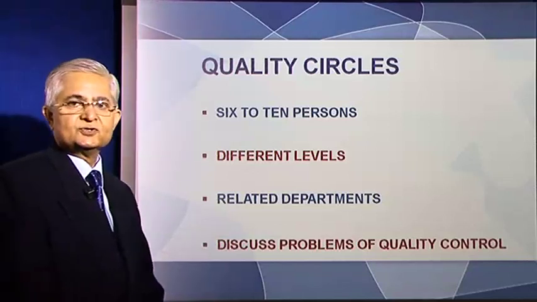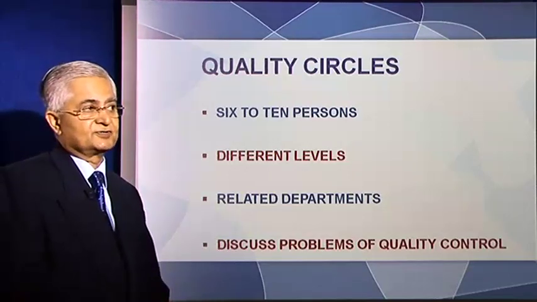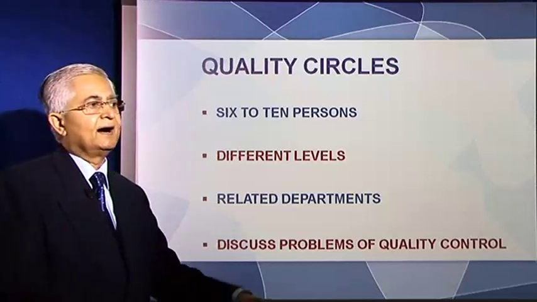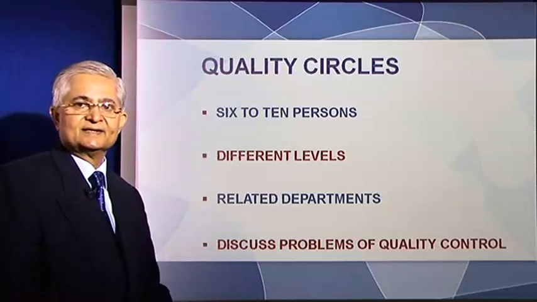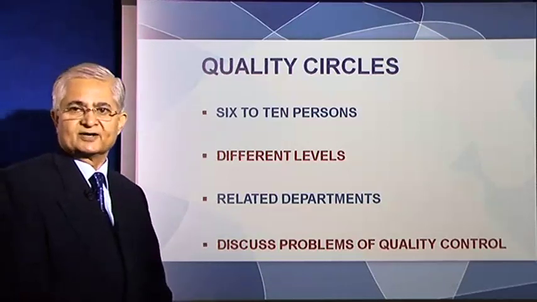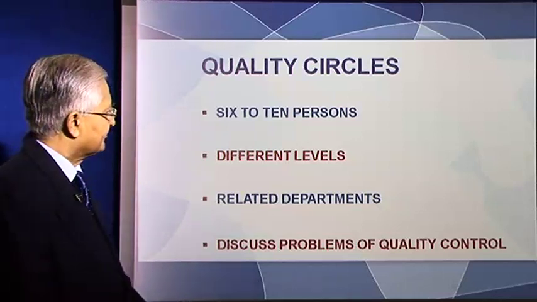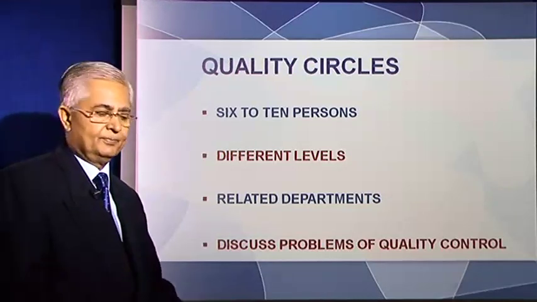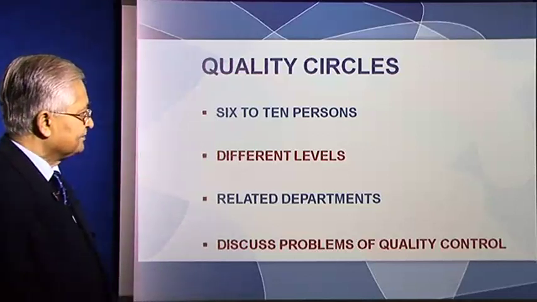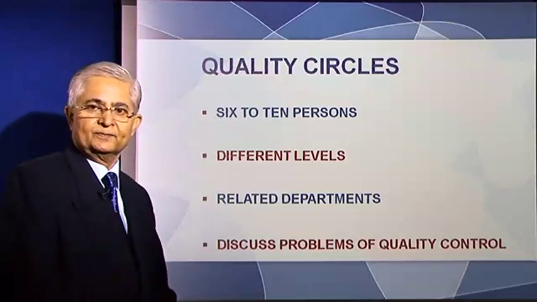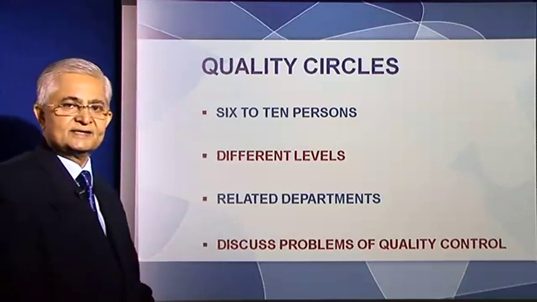The typical way in which organizations used to function in those days was a hierarchical way of functioning. Now, quality circle is completely different from a hierarchical way of functioning, because a quality circle brings together people from related departments but of different levels, and they discuss the issue of quality control. Sometimes very original ideas come up in quality circles.